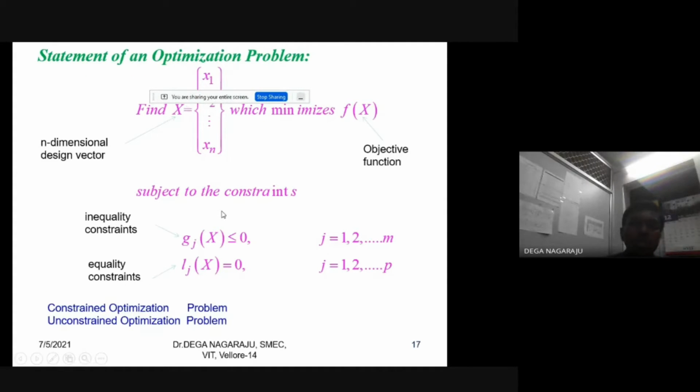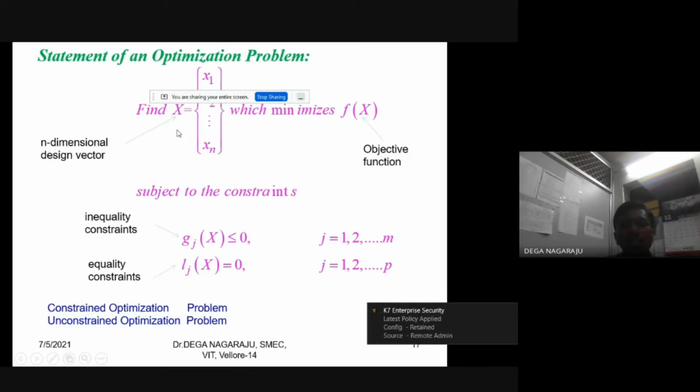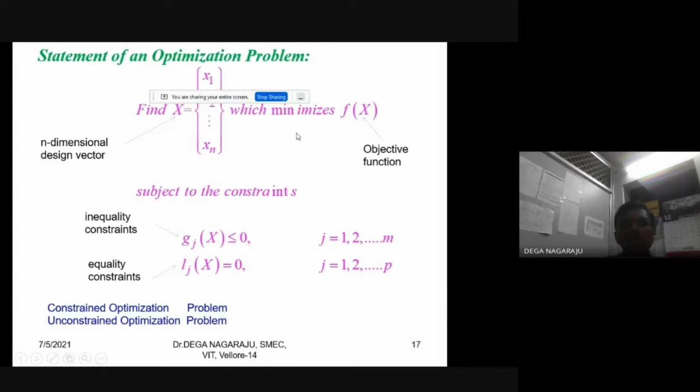As far as the general statement of the optimization problem is concerned, we have to find the solution. Generally the solution can be expressed as a design vector capital X, in terms of x1, x2 and so on up to xn, which can minimize or maximize the function f of x subjected to some inequality constraints and equality constraints. If constraints are there, it is a constrained optimization problem. If there is no constraint of any kind, it is said to be an unconstrained optimization problem.